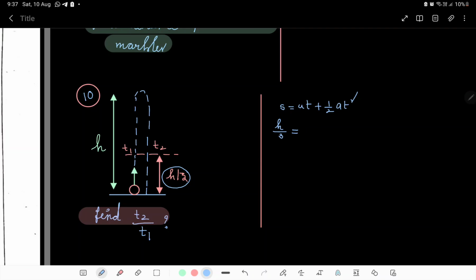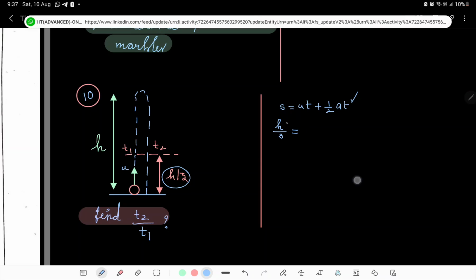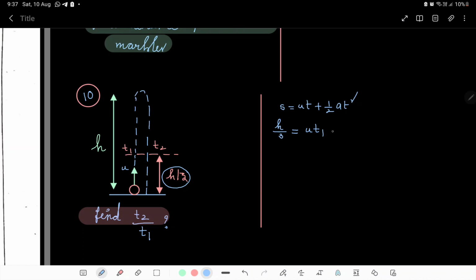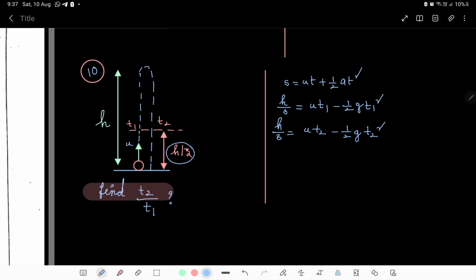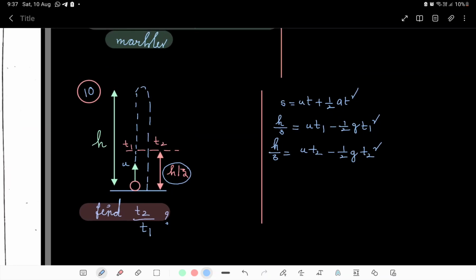h by 3 is equal to, since it is moving with, let's say, velocity u, so we can write u t1 minus half g t1 square. Again, h by 3 equals u t2 minus half g t2 square, right? So what we need to do here in order to solve this, we have to write this.